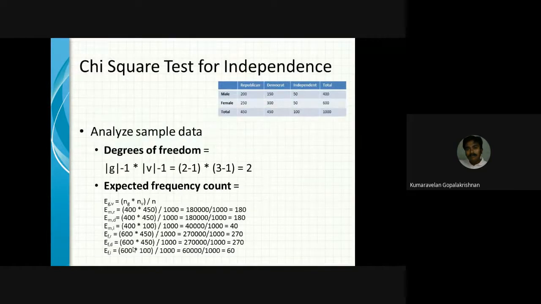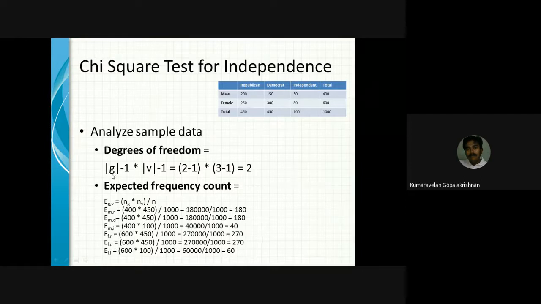Before you start your chi-square test, you have to calculate the degree of freedom of your data set. How to calculate the degree of freedom? This is the general formula: (G minus 1) into (V minus 1). What is G? G is the number of rows. What is V? The number of columns. I can say that from a data science perspective, but with respect to social science, it has a different story. So let us consider here G is the number of rows and V is the number of columns.